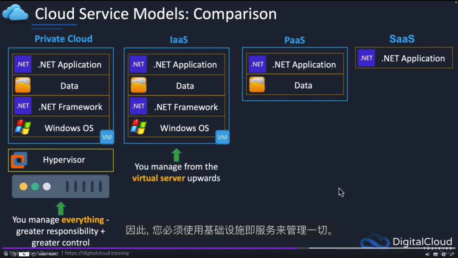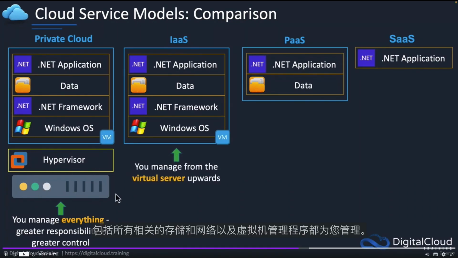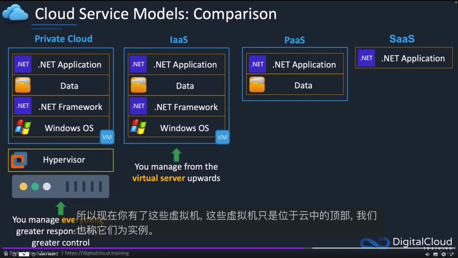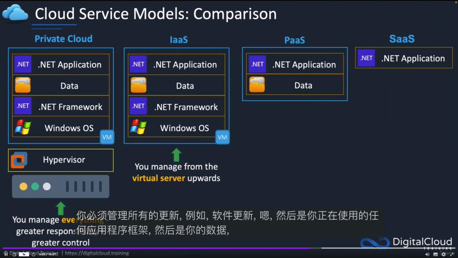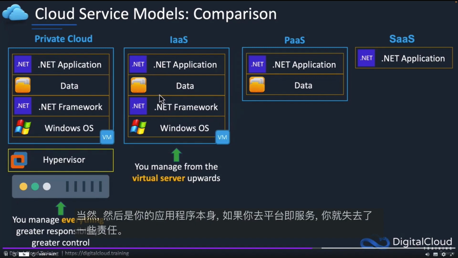With infrastructure as a service, you can see here the server layer, including all the associated storage and networking, and the hypervisor are managed for you. So now you have these virtual machines, these VMs just sitting on top. In the cloud, we also call them instances. So what you have to manage if you're using IaaS is the operating system, so Windows or Linux, and you have to manage all the updates, for example, the software updates, then any application frameworks that you're using, and then your data, of course, and then your application itself.